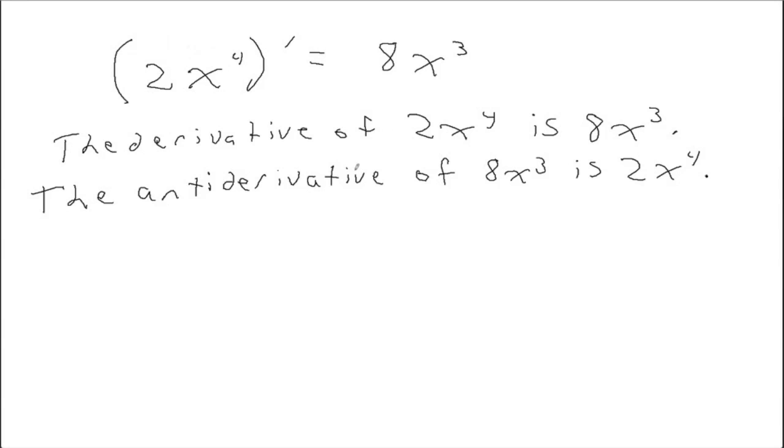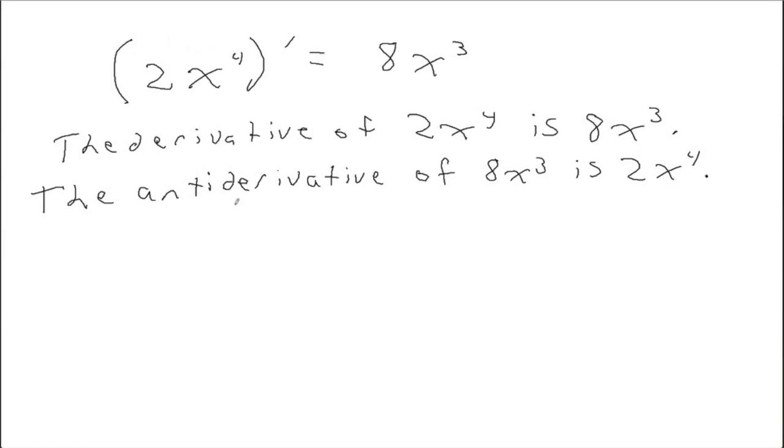Notice that taking the antiderivative undoes taking the derivative. If you start with 2x to the fourth and you take its derivative, what would you get? You get 8x cubed. And then if you took the antiderivative of 8x cubed, what would you get? 2x to the fourth. It would take you back to where you started. So the antiderivative is kind of the inverse, or the opposite, of a derivative.